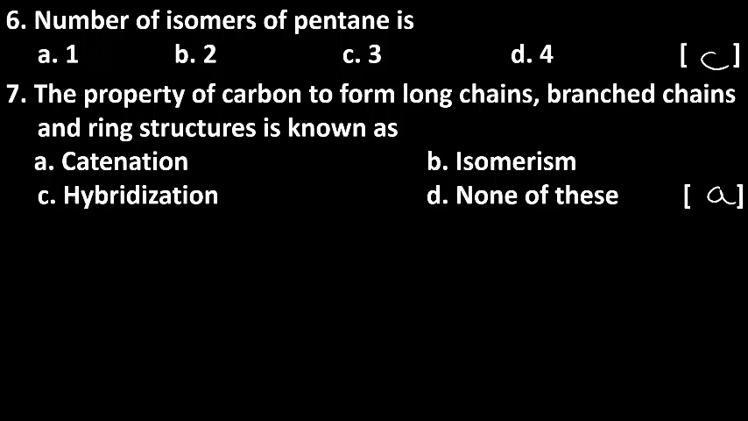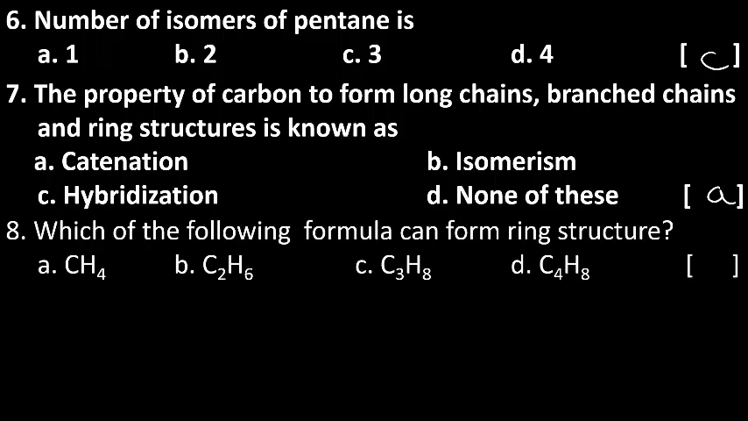Which of the following formulas can form ring structures? The formula for ring structures is CnH2n. So which has it? CH4, C2H6, C3H8, all these are saturated hydrocarbons, whereas C4H8 is an unsaturated hydrocarbon. So it represents an alkene as well as a ring structure. Here the question is ring structure. Therefore option D is the correct answer.